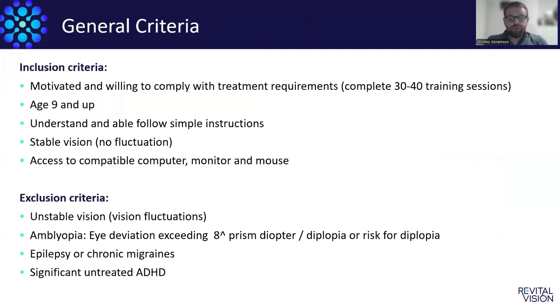In the amblyopia program, patients with more than 8 prism diopters tropia are excluded due to the risk of triggering suppressed diplopia. Patients with epilepsy and patients with severe migraines or severe attention disorders should try the demo program first to make sure that they can handle the visual tasks.